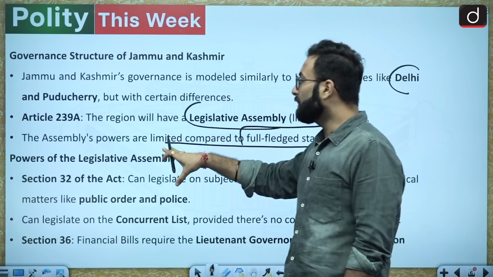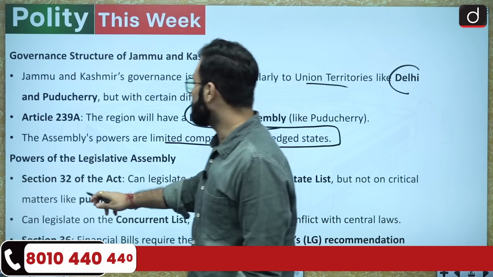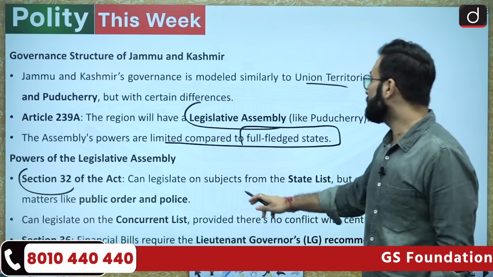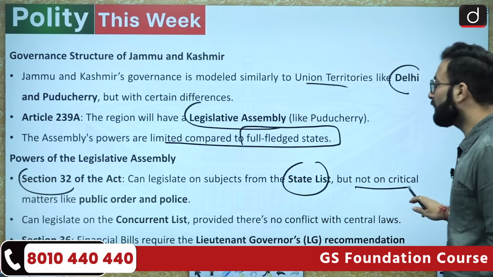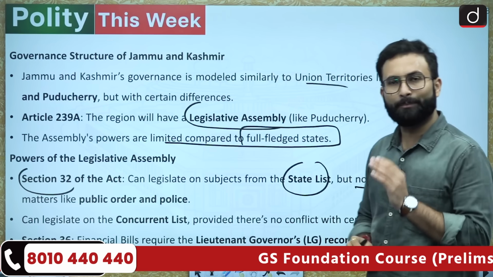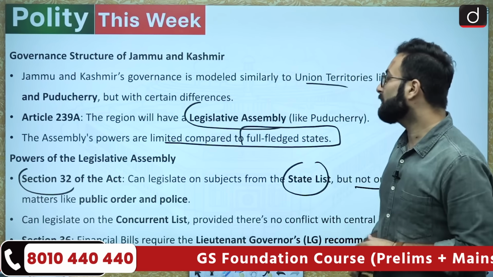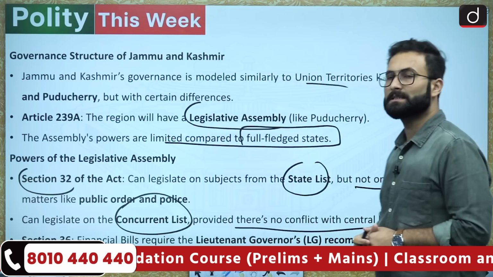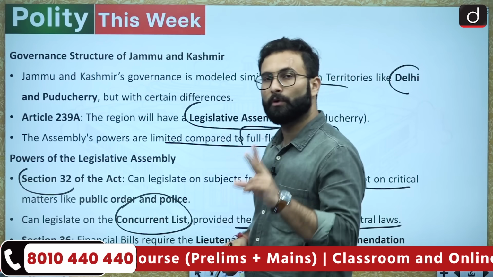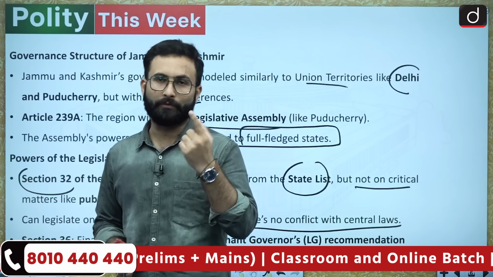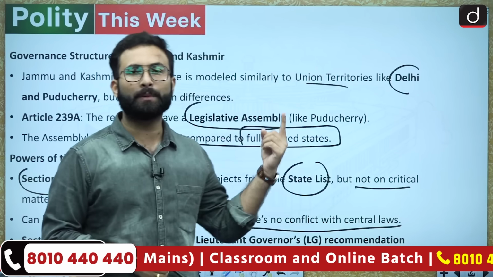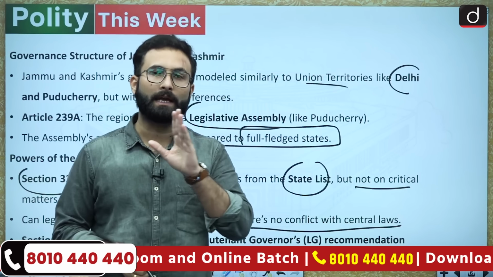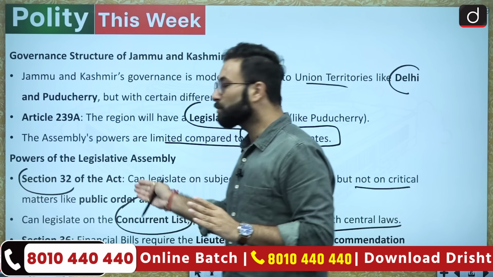Now, the power of the legislative assembly. Section 32 of the Act says that they can legislate on subjects from the state list but not on critical matters like public order and police. Other than that, they can legislate on the concurrent list as well, provided there is no conflict with the central law. So Jammu and Kashmir can make laws on two things. One is the state list except for public order and police. Second is the concurrent list, provided that they are not violating any center's law.